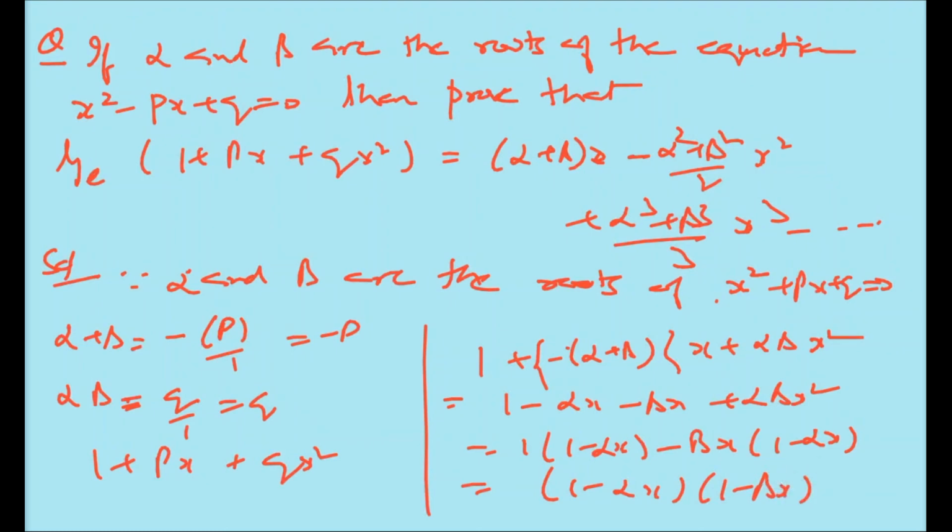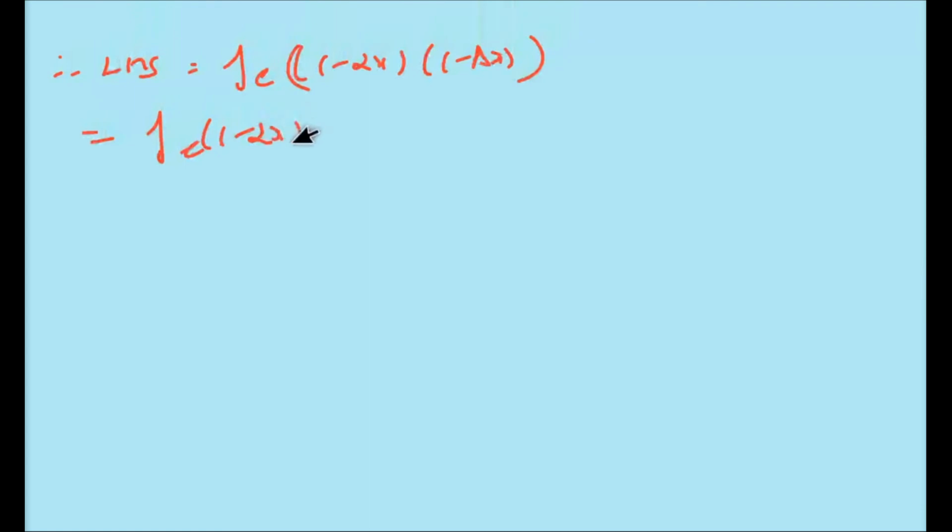Okay students, so now putting in LHS, hence LHS equal to log e 1 minus alpha x 1 minus beta x. We can use the formula as I already told, log mn equal to log m plus log n. Okay, now using the expansion of this is negative, so all the terms are in negative.